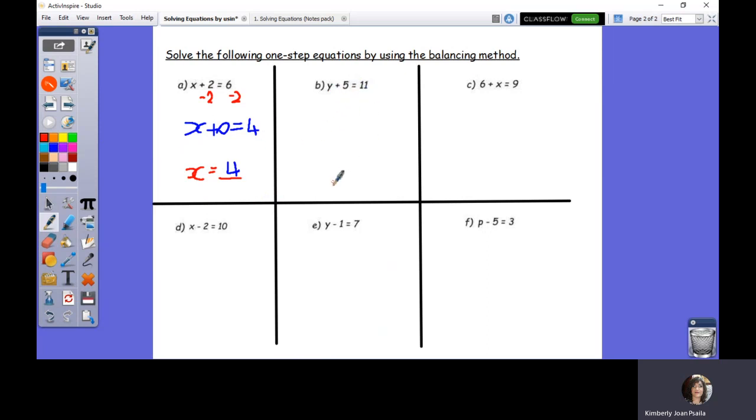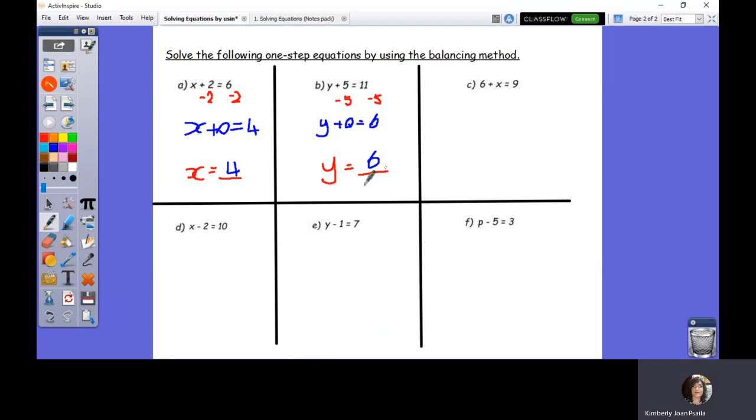So y plus 5 is equal to 0. Our aim here is to find the value of y. We find the value of y by cancelling out this 5 first. So here we have minus 5. We do the same thing on the right hand side and we have minus 5 there as well. So we end up with y. This becomes 0 is equal to 11 minus 5, which gives us 6. Therefore, y has a value of 6.